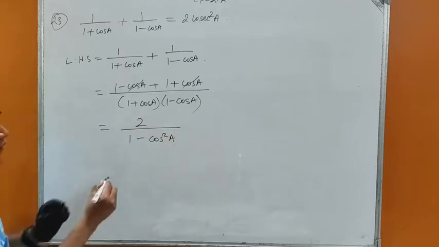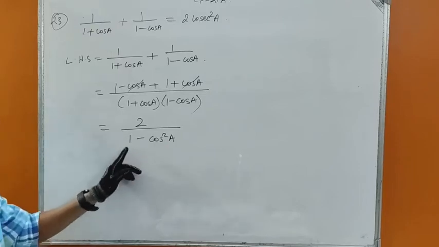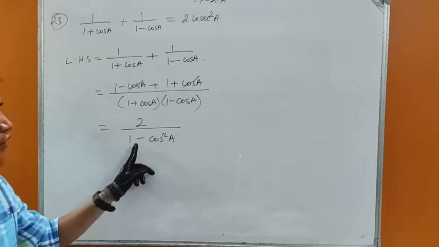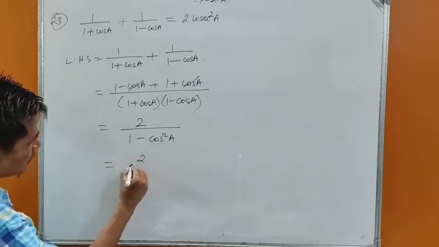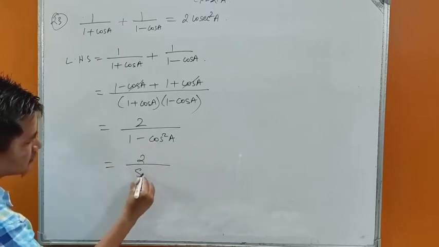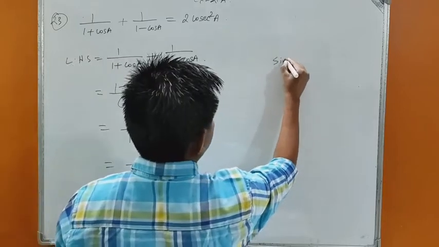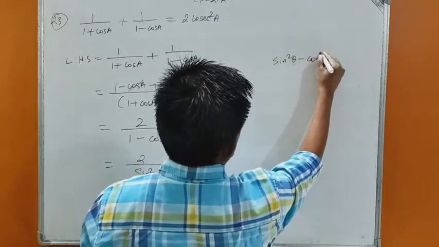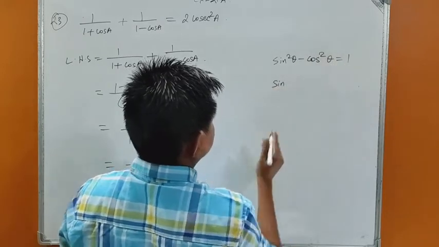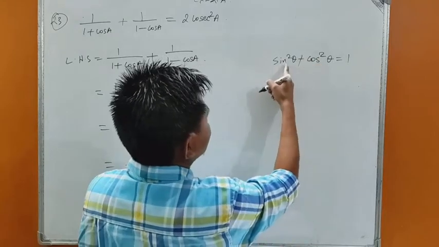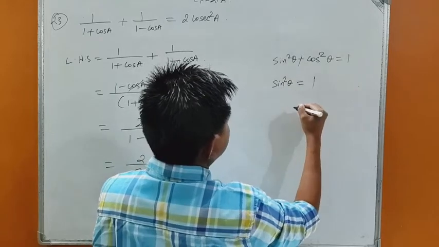So 1 square is 1 into 1, that is 1. I didn't write 1 square, but actually this is 1 square minus cos square A, like A square minus B square. So 2 upon 1 minus cos square A is sin square A, isn't it? You know this formula very well. Sin square theta plus cos square theta equals 1. So sin square theta equals, this 1 is already in the right hand side.